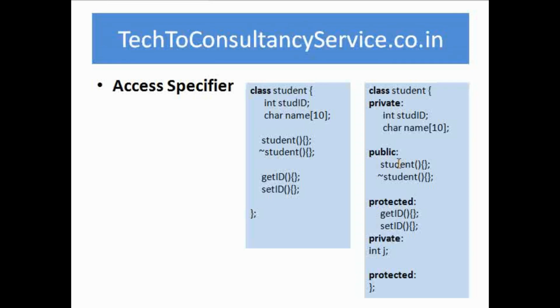Next is protected. The protected keyword means it can be accessed by the derived class only. Now you can write private, public, protected, private, protected. You can write any number of sections anywhere in the class, no matter how you write it. But whatever you write after a keyword will be considered as specified by that keyword. In this video, we learned about what access specifiers are.